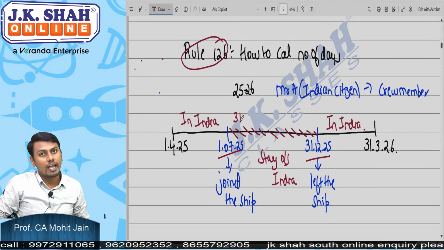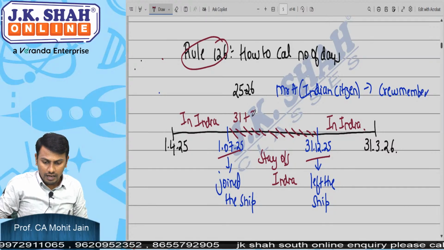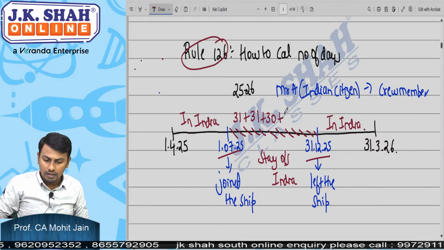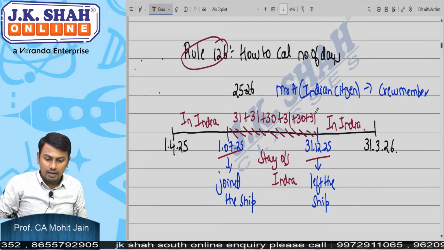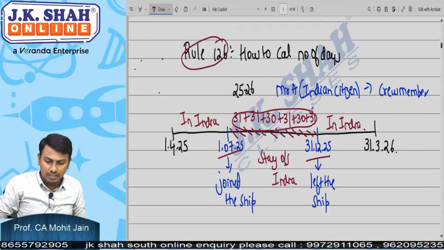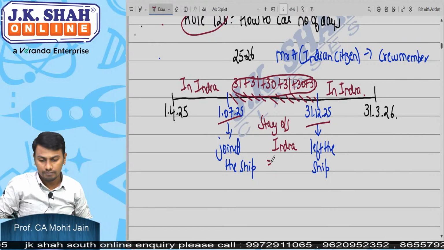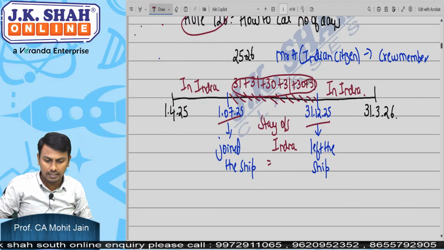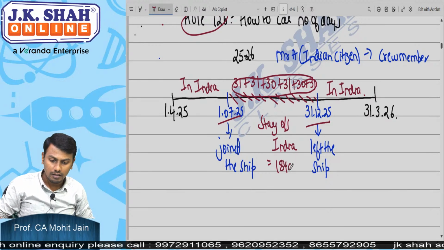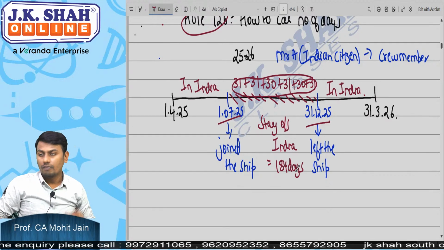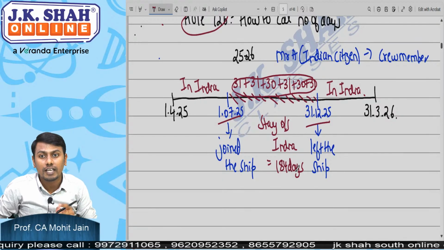So now in my example, can you tell me how much my period is outside India? 31 days of July, 31 days of August, September, October, November and December. Can you give me the total of this many days? How many days I was outside India? 1, 3, 4, 5, 6, 180, 182, 184 days. Correct? 184 days I was outside India.